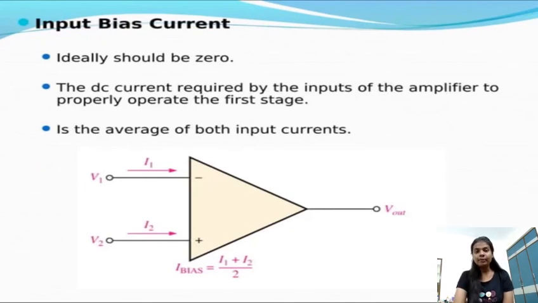The next one is input bias current. Ideally it should be zero. It is the DC current required by the inputs of the amplifier to properly operate the first stage. It is the average of both the input currents. The figure shows that I1 is the input current and I2 is the other input current, and Vout is the output voltage. So the input bias current is the average of the two input currents, that is I bias equal to I1 plus I2 by 2.